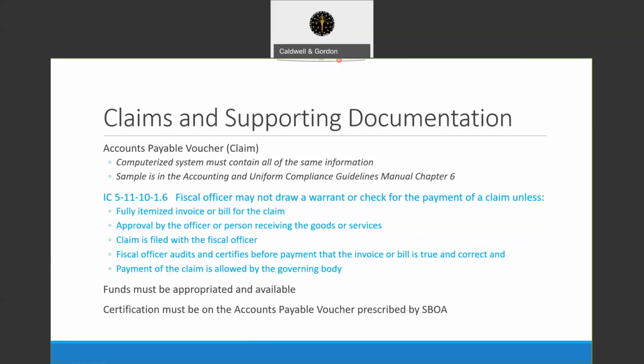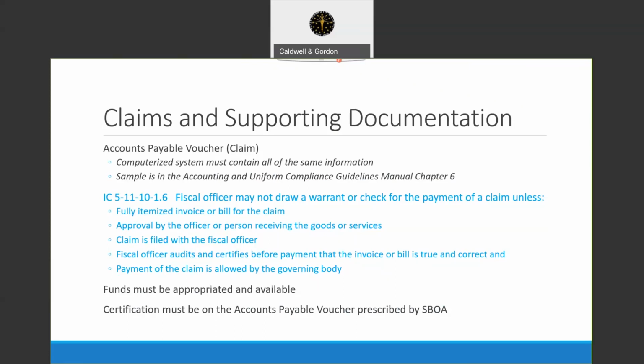Most of you should have a claims process in place with the proper forms. The primary statute which governs the claims process is Indiana Code 5-11-10-1.6, which states that a fiscal officer may not draw a warrant or check for the payment of a claim unless there is a fully itemized invoice or bill for the claim. There is evidence of approval by the officer or person receiving the goods or services, and that approval is written right on the APV.